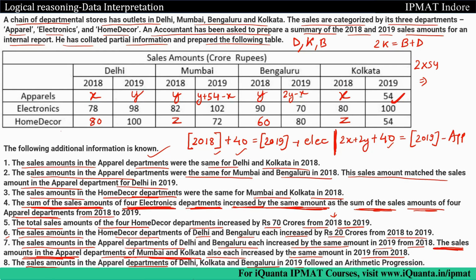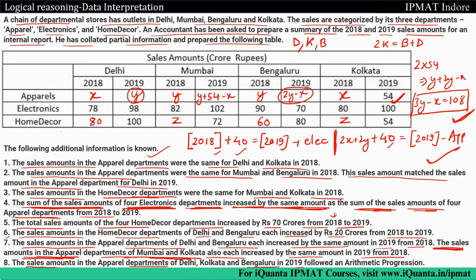That means in 19 apparel sales of Delhi is y, and Bangalore apparel sales in 2019 is 2y minus x. So y plus 2y minus x. Ultimately we get 3y minus x equal to 108, right? I hope this is understood. This is an equation which is very important. So we have an equation in terms of x and y over here.